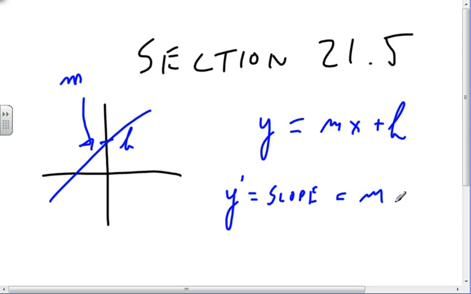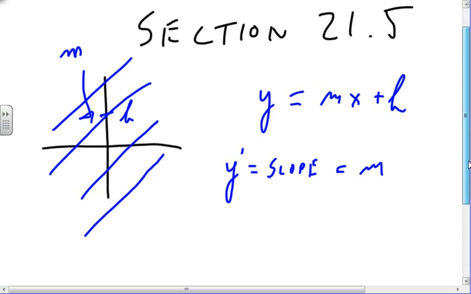All right, so what did I do? How come the b doesn't matter? Well, because the slope is the slope. It didn't matter where it intersected with the y-axis, right? So b didn't matter. It only mattered what the slope was.